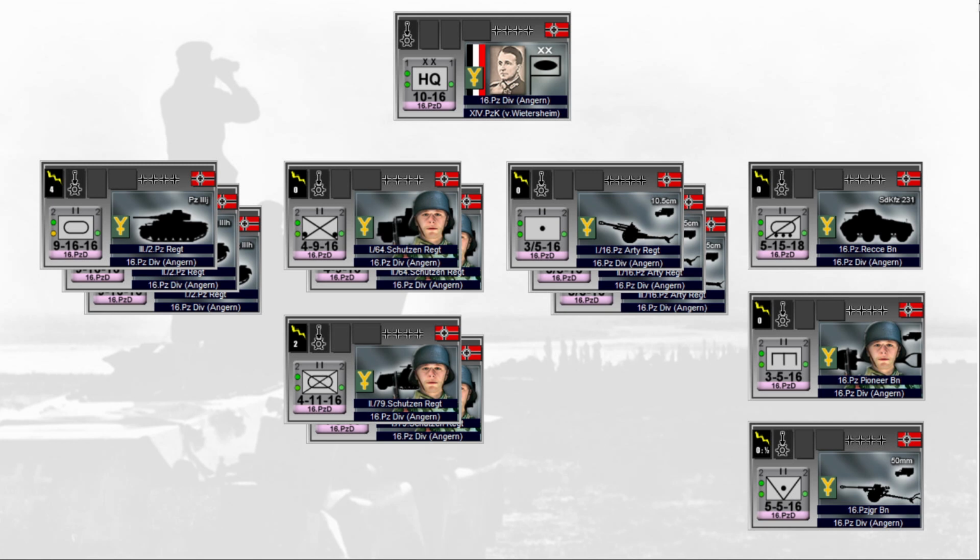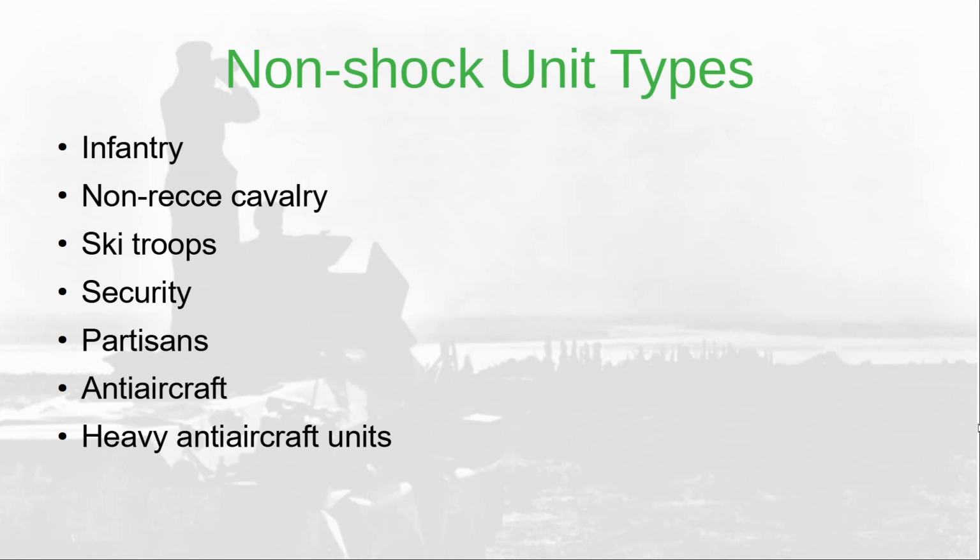All of these subordinate units of 16th Panzer Division are considered to be shock-capable units. The only exception is the division headquarters. It is not a shock-capable unit. Other unit types that are not shock-capable are infantry, non-recce cavalry, ski troops, security, partisans, anti-aircraft, and heavy anti-aircraft units.